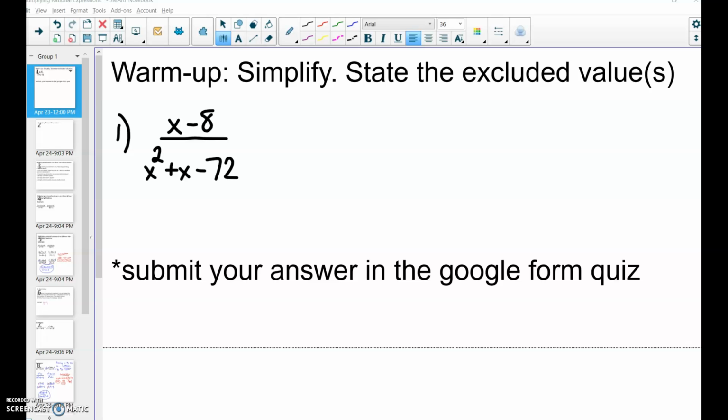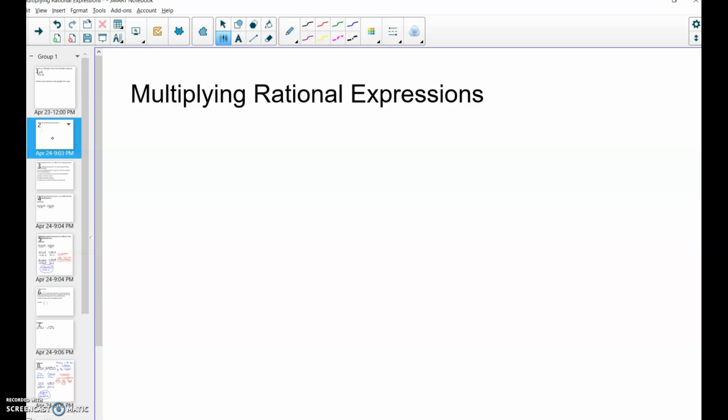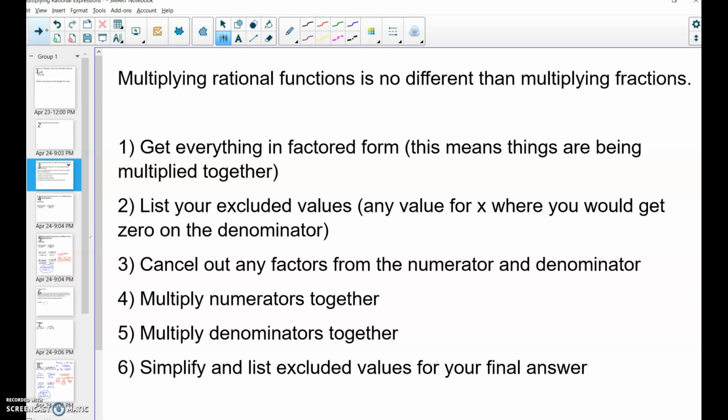So we are going to actually start with multiplying rational expressions. Remember that rational expressions are very similar to just a fraction. But there's a few things that we have to take care of because instead of just numbers with a fraction, we're actually putting some variables in these as well. So let's look at our next slide.